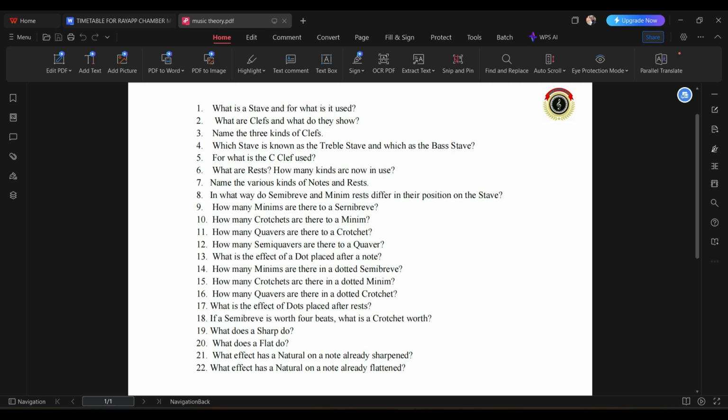So how many minims are there to a dotted semibreve? How many minims? I've said already that a dotted semibreve is 6 beats, so it's going to be 3 minims.